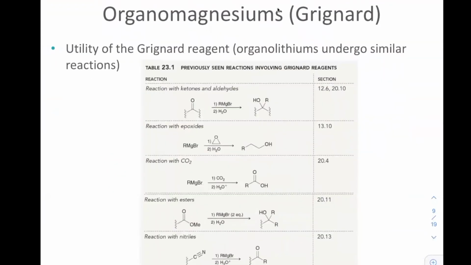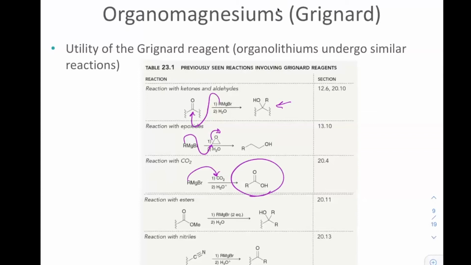So some places that we can actually use our Grignard reagents: we can use it with an aldehyde or ketone, that negative carbon will react right at the carbonyl to get us from a ketone or aldehyde to an alcohol. We can use our negative carbon to react with an epoxide to kick open that ring. We can use our Grignard reaction to react with CO2, and that will give us our carboxylic acid.